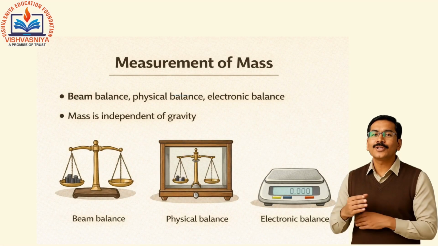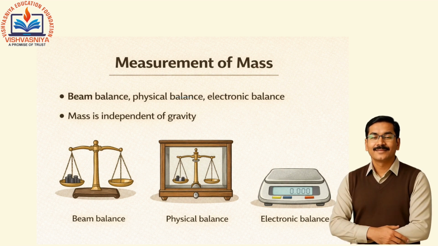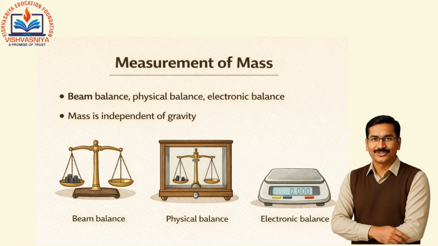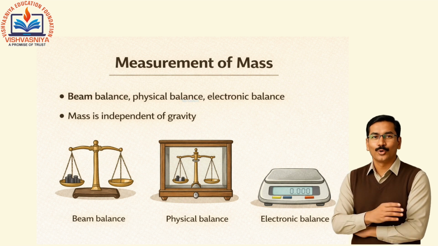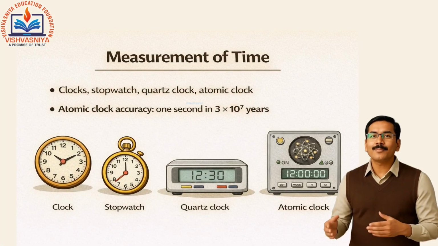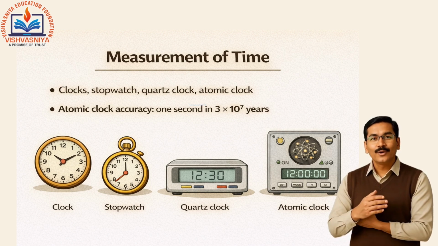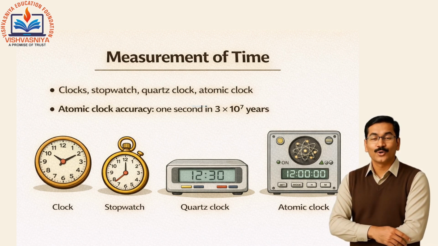Mass is measured using a beam balance, physical balance, or electronic balance. An important fact is that mass does not depend on gravity. So your mass on Earth and your mass on the moon will be exactly the same, although your weight will change. Time can be measured using simple clocks, wall clocks, stopwatches, quartz clocks, and atomic clocks.